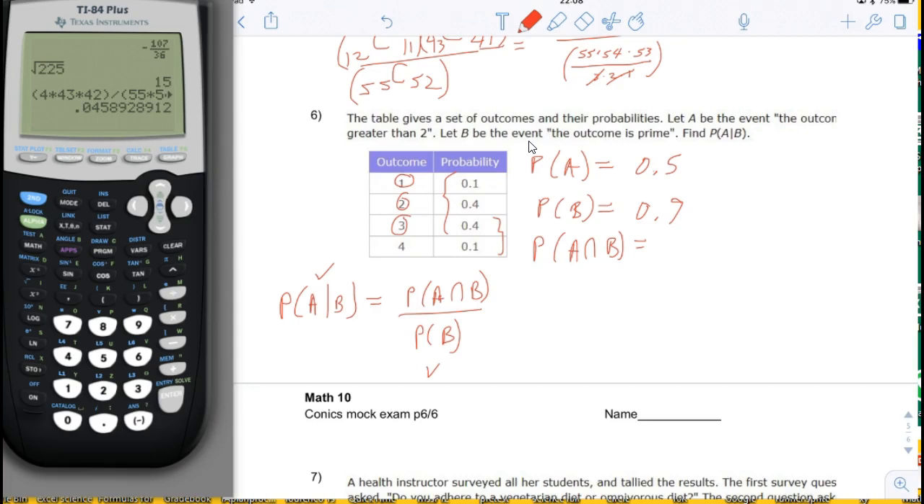So A intersect B would be the intersection between these two probabilities, which is 0.4. Okay? So we'll put 0.4 here. And now we'll use this formula here to figure out what's the probability of A given B. It would be 0.4 divided by the probability of B, which is 0.9. Okay. And so the answer is 4/9.